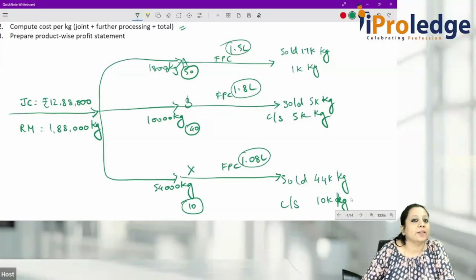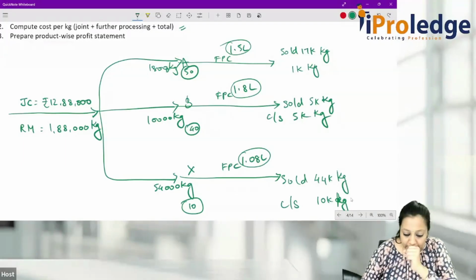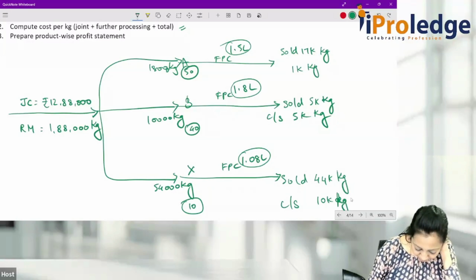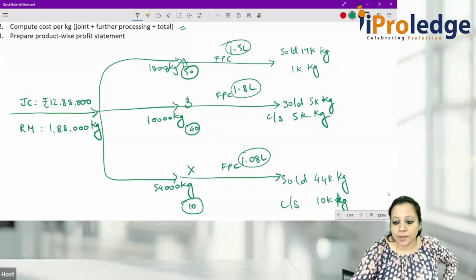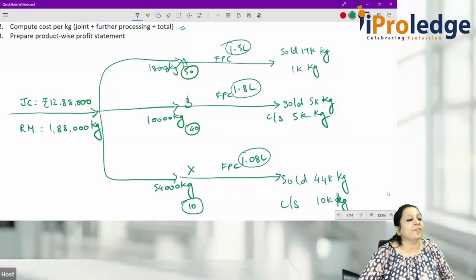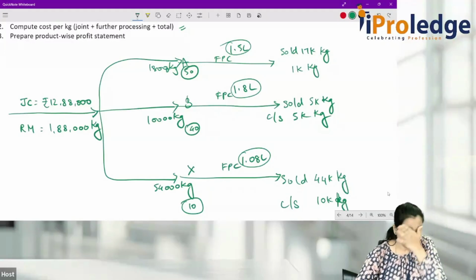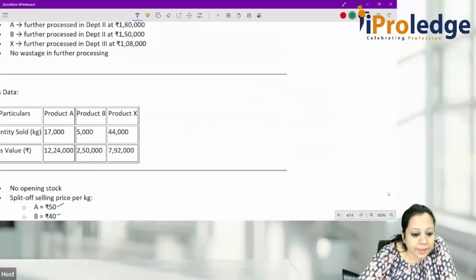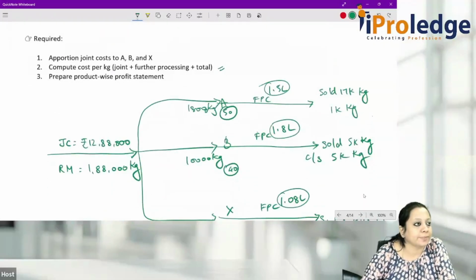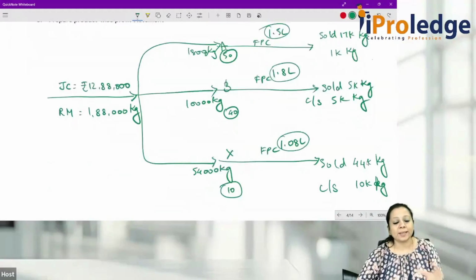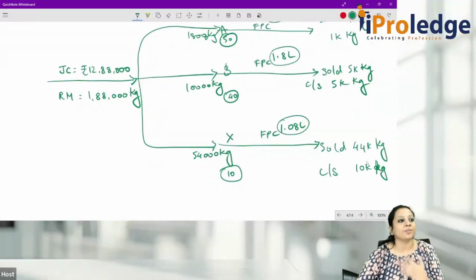Just for our understanding, if stocks are tested, this is how we have to eliminate money. Shall we proceed? So this is all for our understanding. If you're very clear, without the diagram also you can proceed. Now, if you intend to, you can write these sales values 12.24 and all also here. The basic logic behind drawing the diagram is for us to understand.